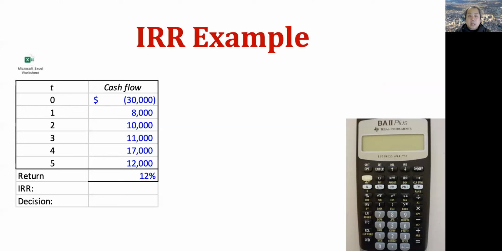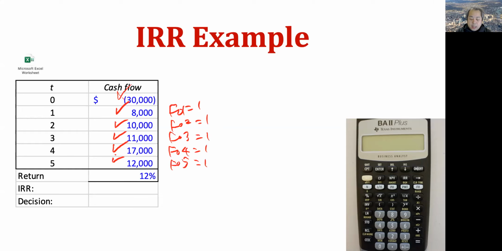Now, how to compute IRR? We can also use cash flow worksheet of calculator. Registering cash flows is exactly the same way, and instead of pressing NPV, press IRR. So CF0 equals negative 30,000, C01 8,000, F01 equals 1, C02 10,000, F02 equals 1, C03 11,000, F03 equals 1, C04 17,000, F04 equals 1, C05 12,000, F05 equals 1.